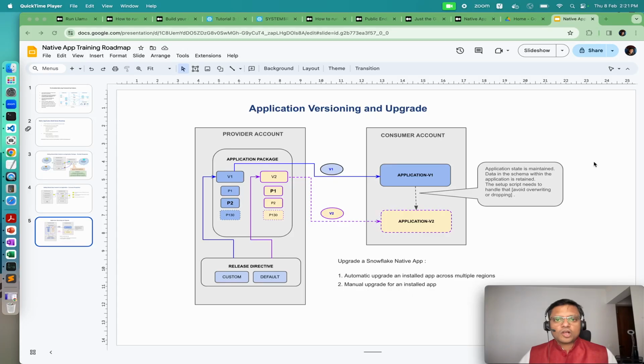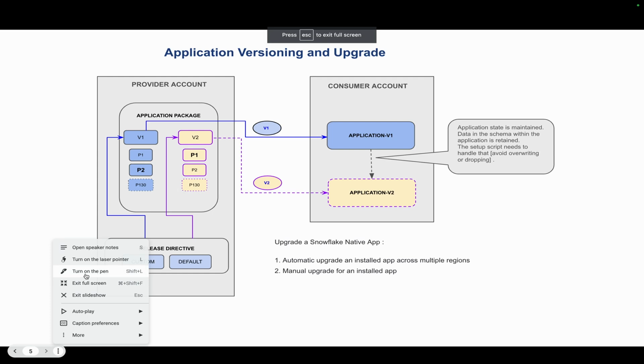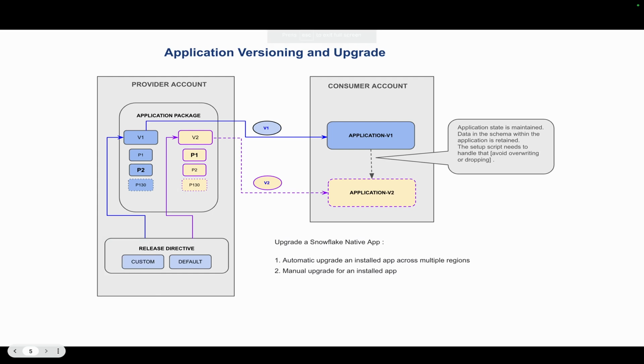With this, let's jump on to a presentation. On the screen, you see a pictorial representation of how the entire mechanism of application versioning and upgrade takes place. Let's double click on each of the boxes. So you have the provider account and you have the consumer account.